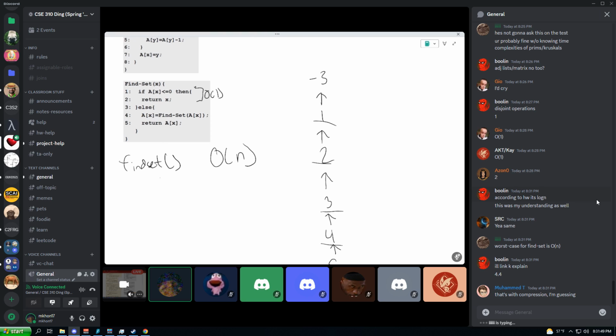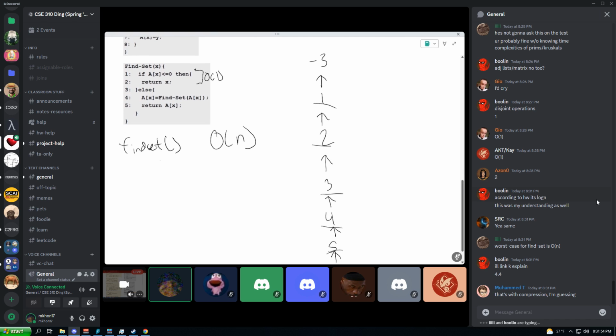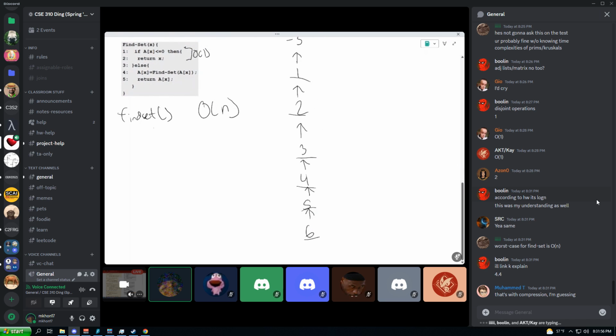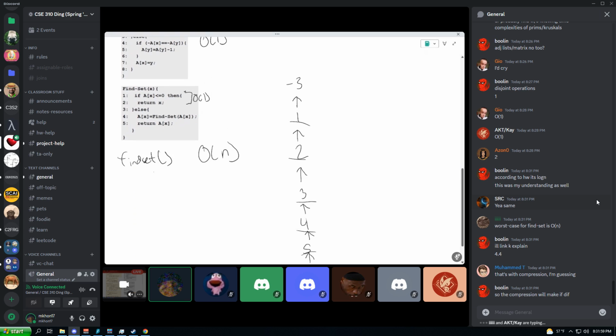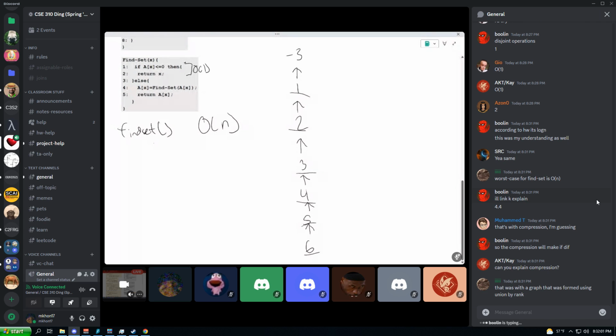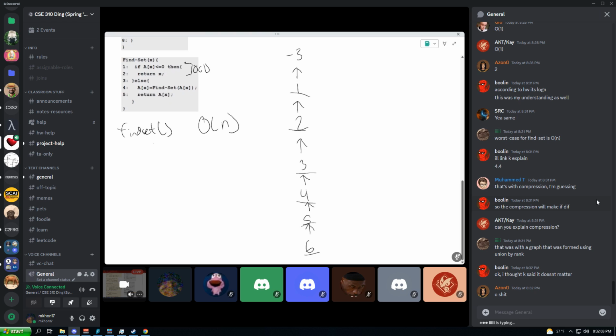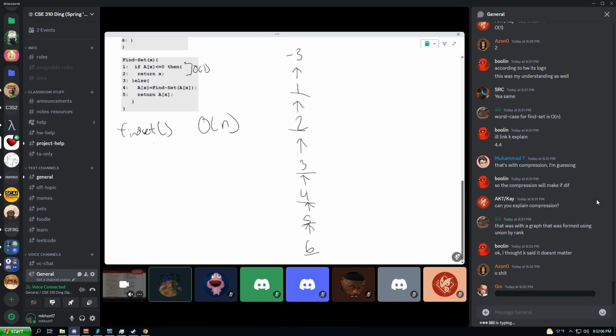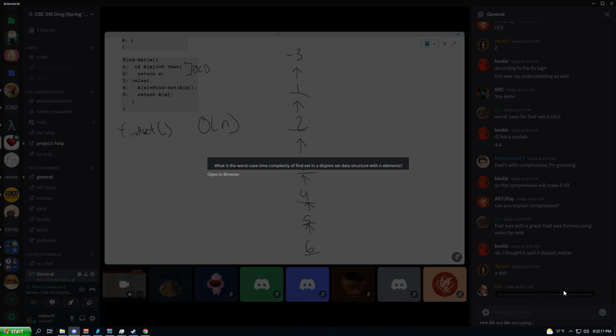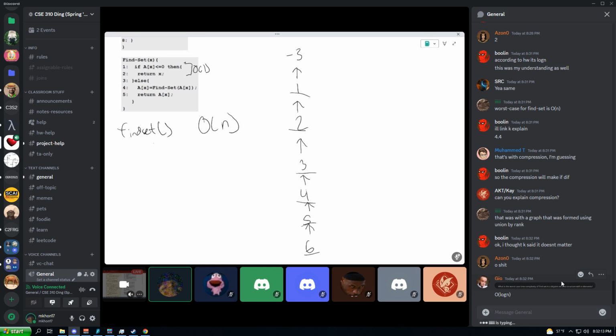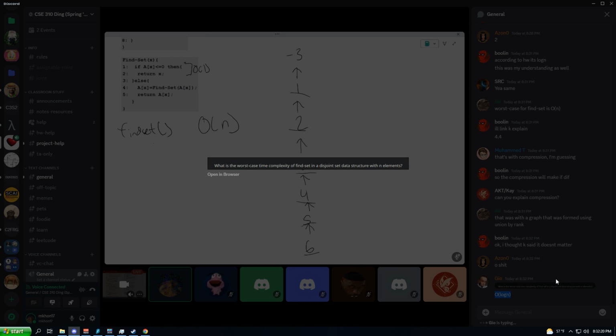Oh yeah, that's true. The assignment might have had compression on it. Then you'd have to deal with something else entirely. Then that's completely different. This is assuming no compression. I didn't compress once on this. Oh, that was with the graph formed using union by rank. Okay, sure. What is the worst case complexity of Findset in a disjoint set data structure with n elements?